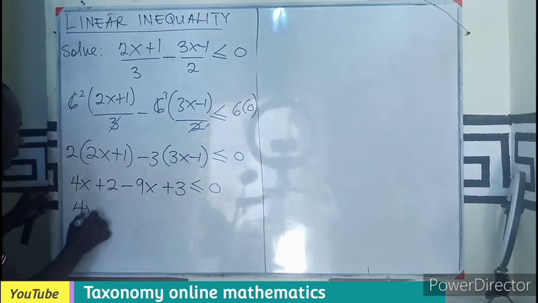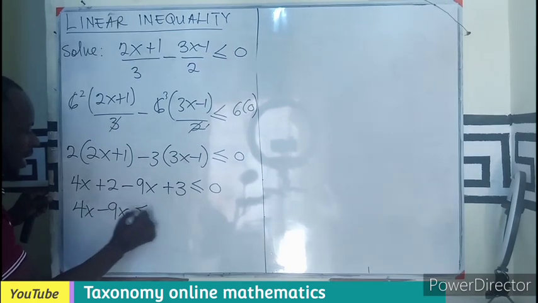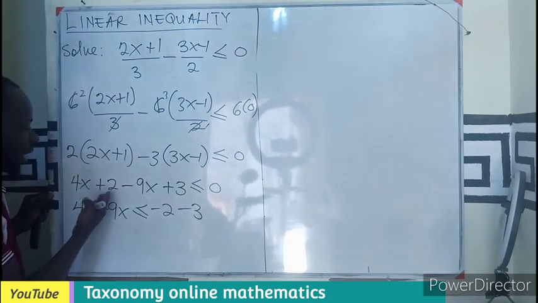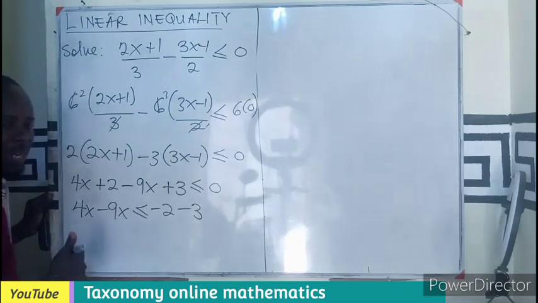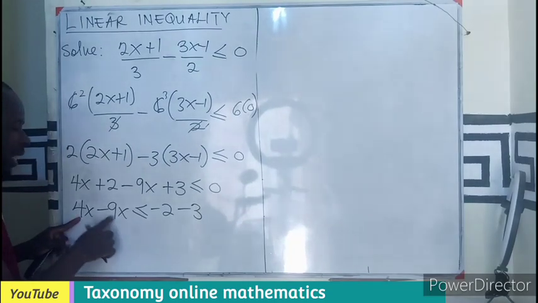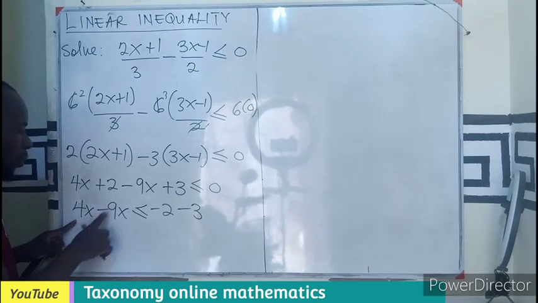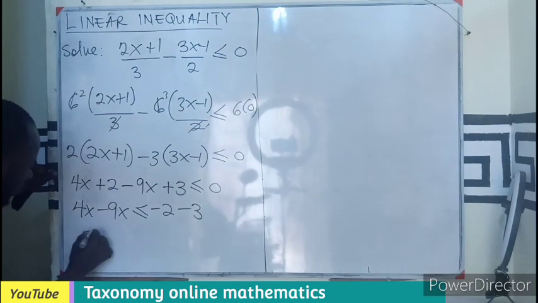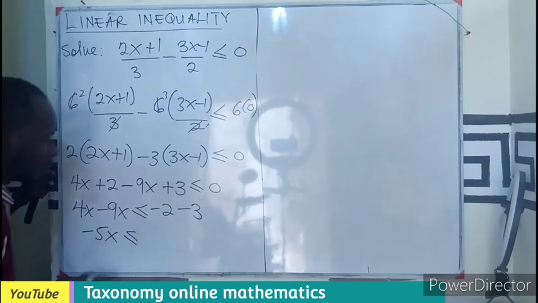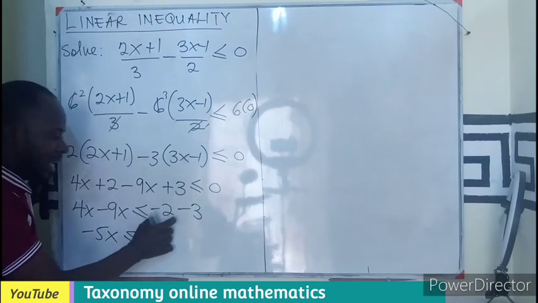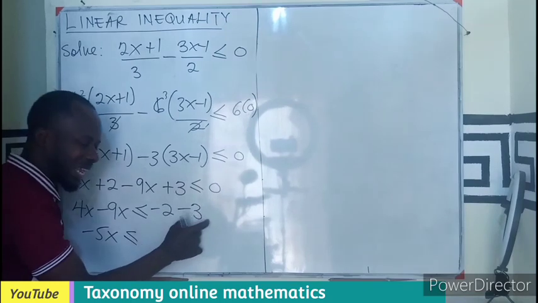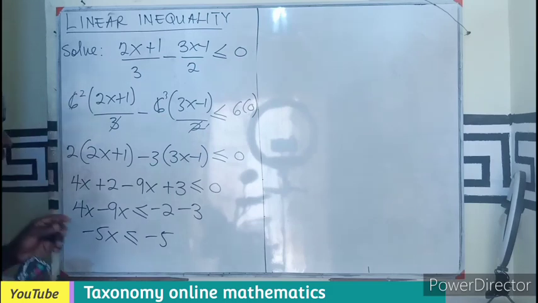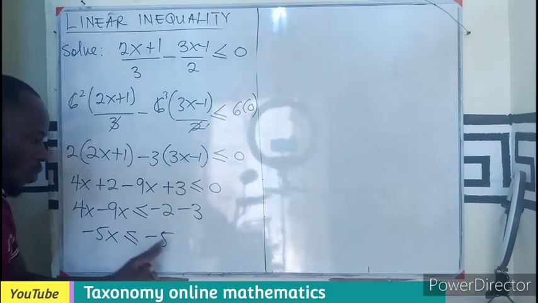So that leaves us 4x minus 9x less than or equal to minus 2 minus 3, since I'm subtracting 2 from both sides and 3 from both sides. This is going to be 4x minus 9x, as in 4 apples minus 9 apples, which will be negative 5. So minus 5x less than or equal to negative 2 plus negative 3, which will be negative 5.